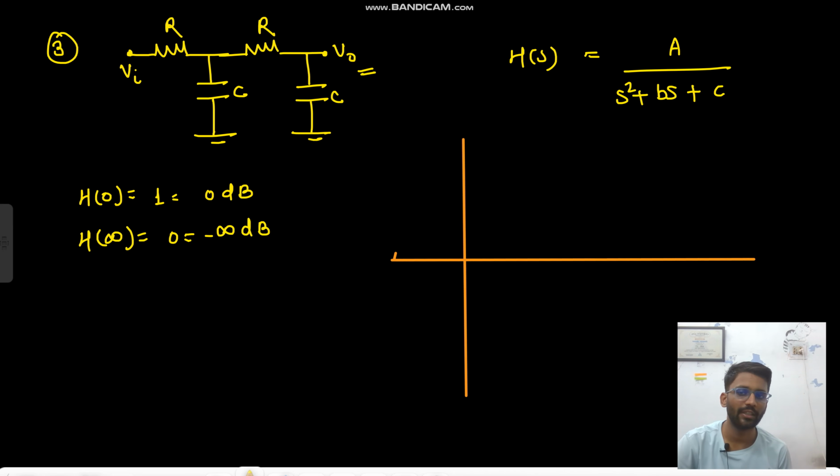When omega goes to 0, infinite impedance, V0 equals V in, so 0 dB gain. When omega goes to infinity, this will provide 0 impedance, so your V0 will be 0, so you have minus infinity gain. So it will start from 0 dB, then it will have some pole, then it will have one more pole.